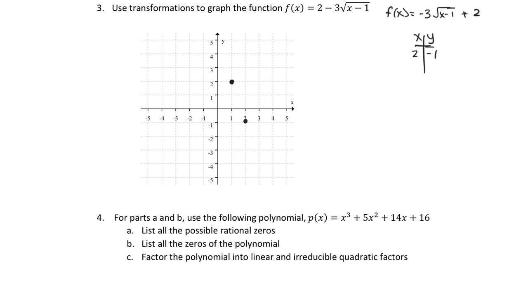And one more point. Now we're going to have to take a square root, so I want perfect squares in there. So I'm going to let x equal 5. Because 5 subtract 1 is 4. Square root of 4 is 2. 2 times negative 3 is negative 6. Negative 6 plus 2 is negative 4.